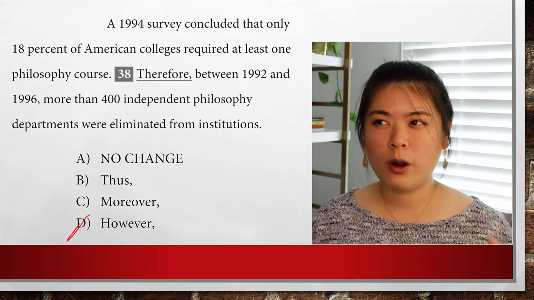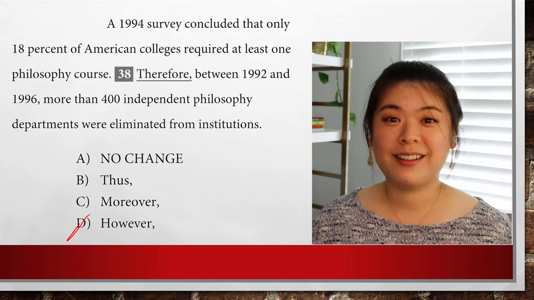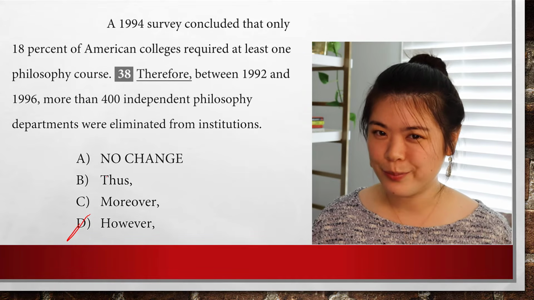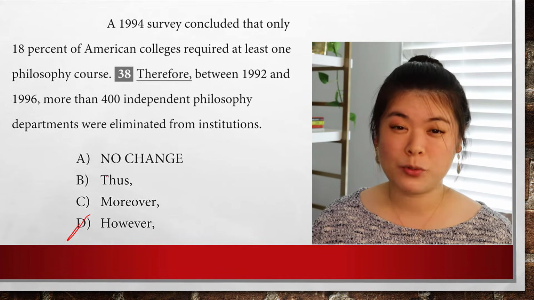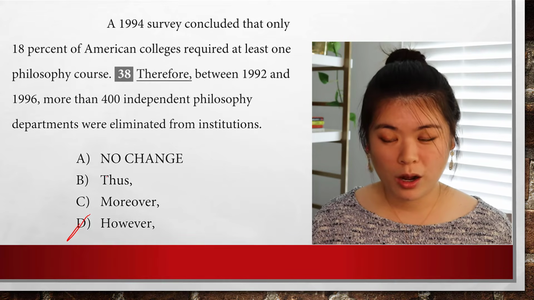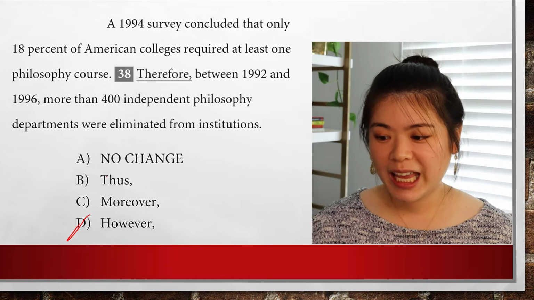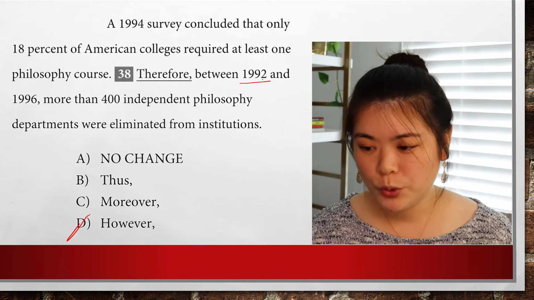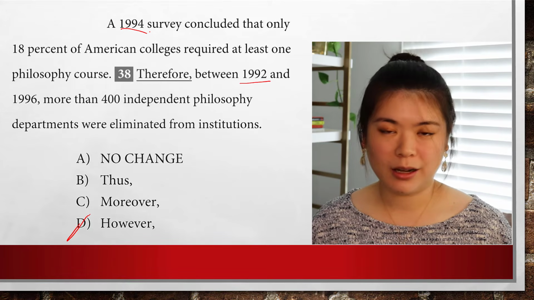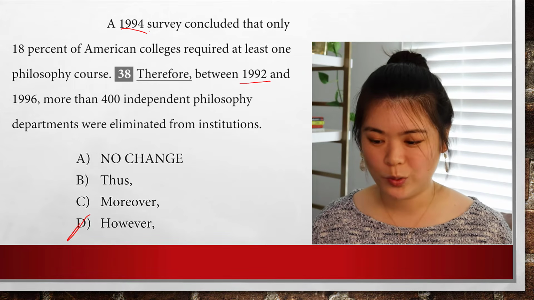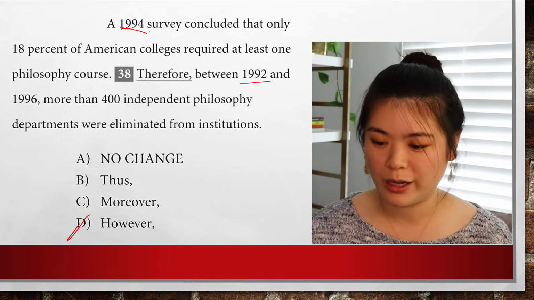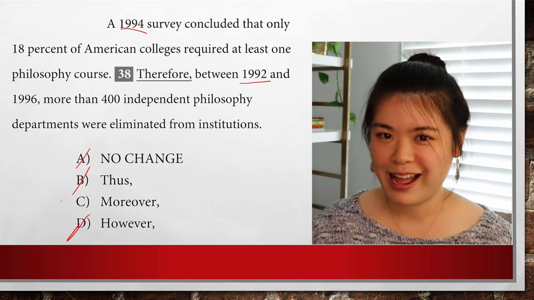A and B, therefore, thus. These are classic causation type transitions, okay? So let's think about that. Remember that causation transitions require that the second part be a direct result of what came before. But look here. Can something from 92 be a direct result of something that came in 94? That contradicts time, doesn't it? So that's not going to work at all. So here we can't have a causation relationship just because the timing doesn't work out. A and B are out.